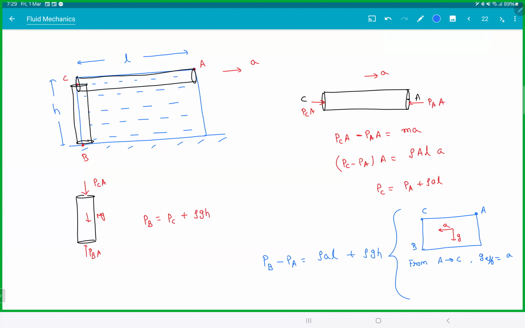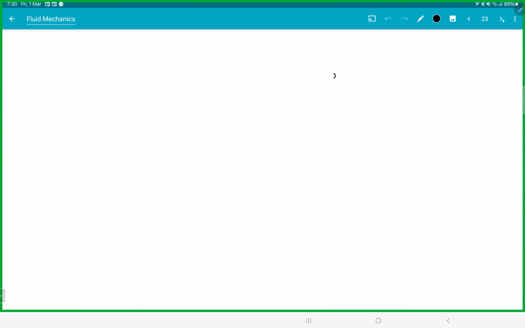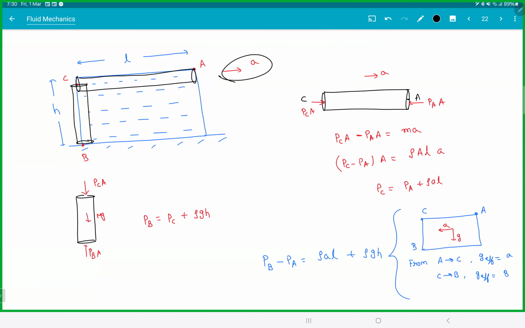From C to B, G effective is G. You can ask me, sir, why didn't you do that here? You could have done that here also, you would have got the same answer. If you travel like this and if you travel like this, you would get the same answer. Doesn't matter. Because I'll tell you the logic. When you say rho GH, G and H are in the same direction, isn't it? What is H? H is the depth in the direction of net force, isn't it? So if you're taking length along small a, G won't matter.